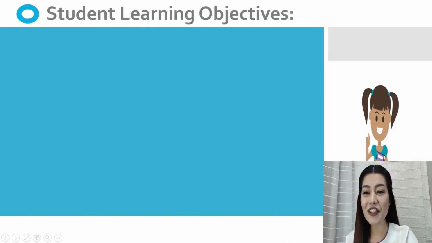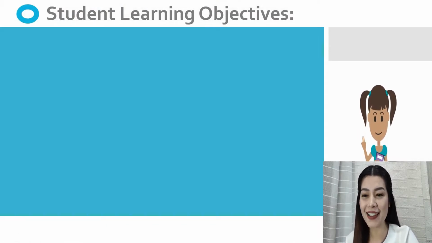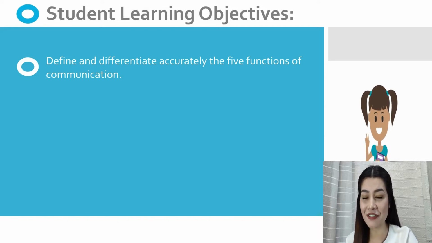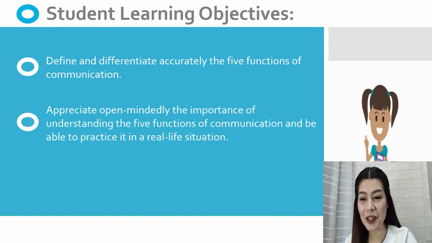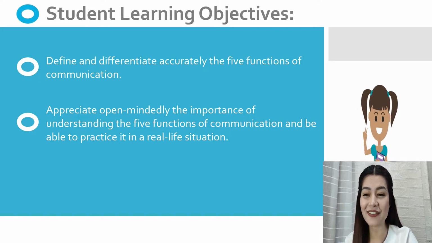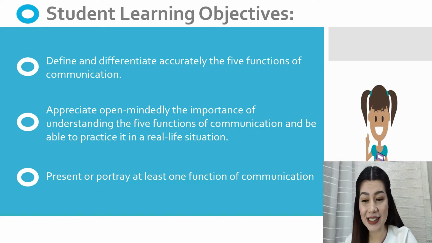To start with, let me share with you first our student learning objectives. After watching this video, you are expected to, first, define and differentiate accurately the five functions of communication. Second, appreciate open-mindedly the importance of understanding the five functions of communication and be able to practice it in a real-life situation. And the last one, present or portray at least one function of communication.